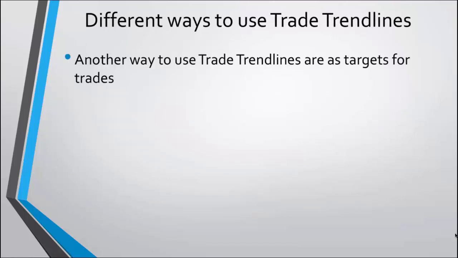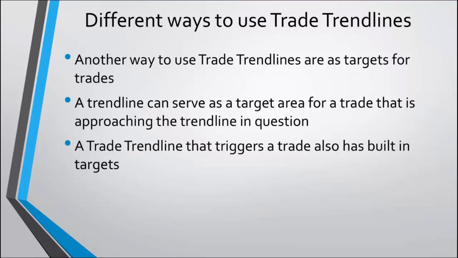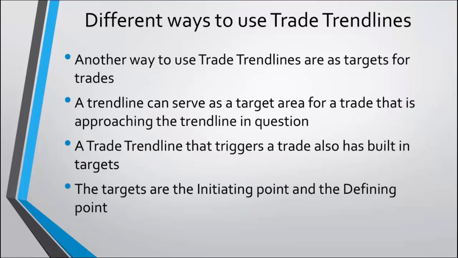Another way to use trade trendlines is as targets for trades. A trendline can serve as a target area for a trade that is approaching the trendline in question. A trade trendline that triggers a trade also has built-in targets. The targets are the initiating point of the trendline and the defining point of the trendline. So you can see already that they're very useful in a lot of different ways, and I'll go into some of those.